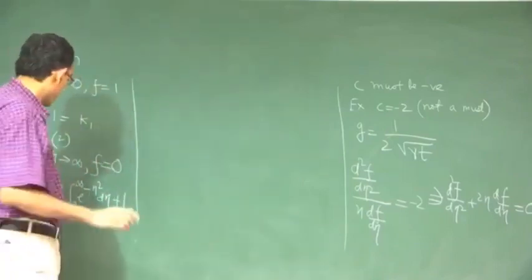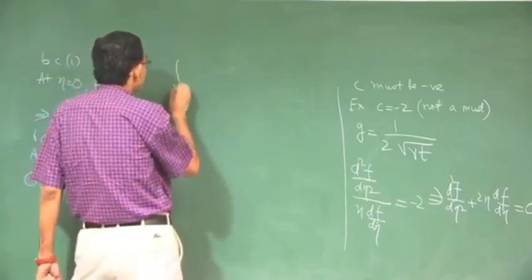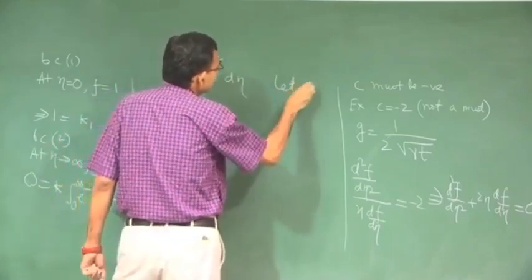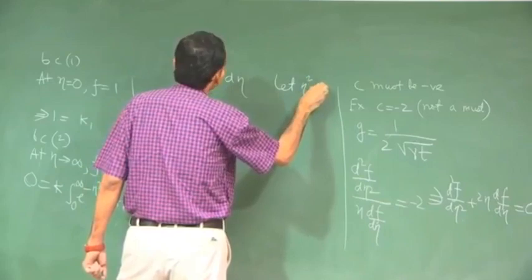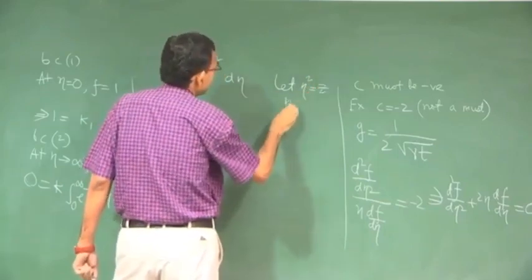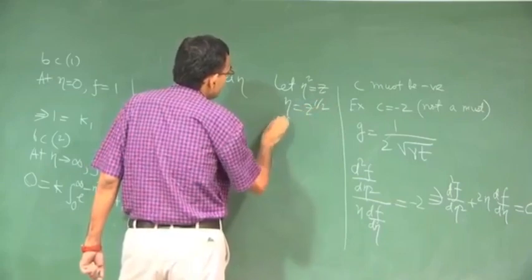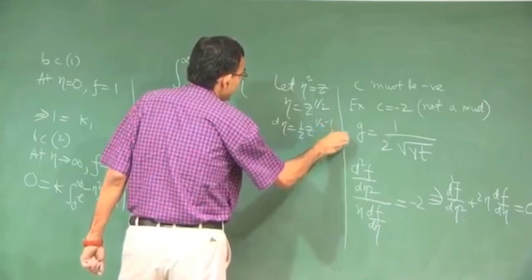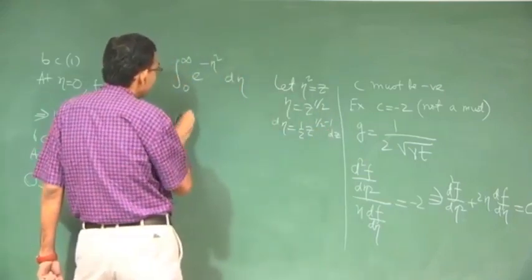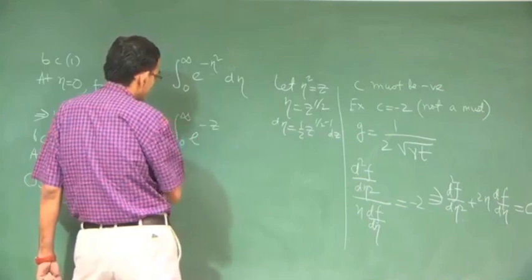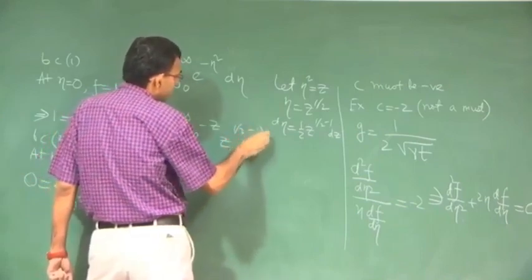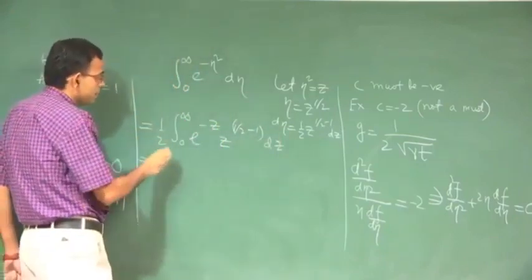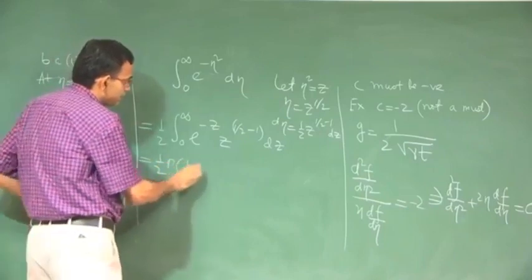Okay. So, now integral 0 to infinity e to the power minus eta square d eta, let eta square is equal to z. So, eta is equal to z to the power half. So, d eta is half z to the power half minus 1 dz. So, this becomes integral 0 to infinity e to the power minus z, z to the power half minus 1 dz with a half outside. This becomes gamma of half.